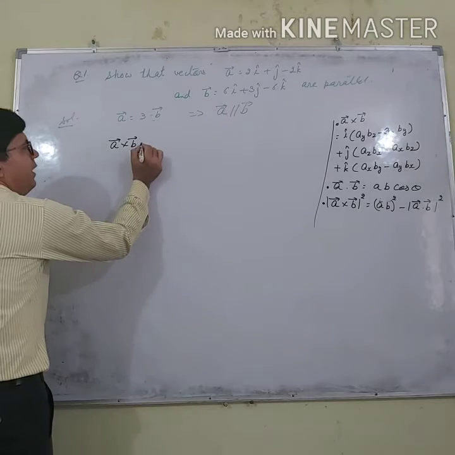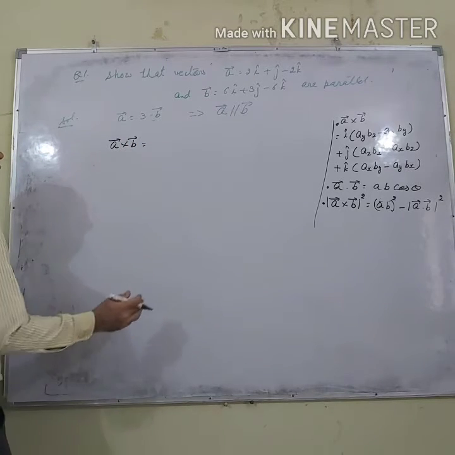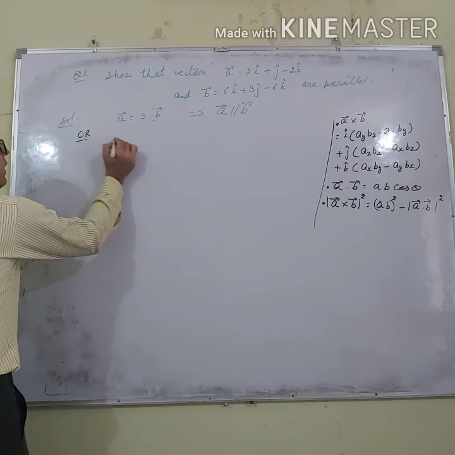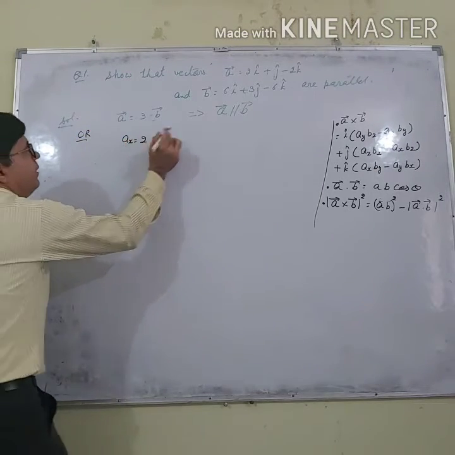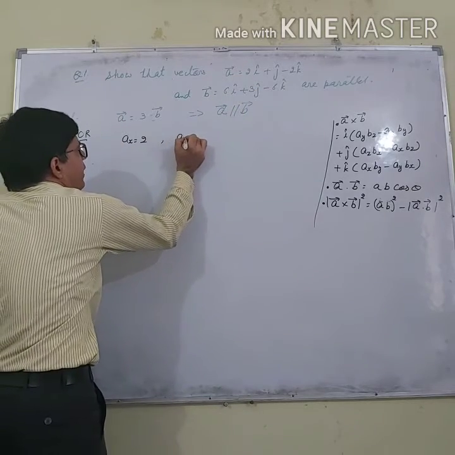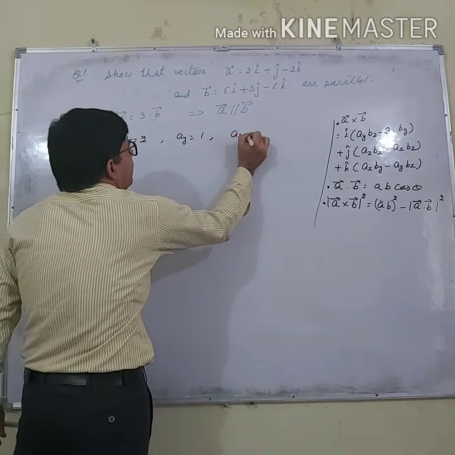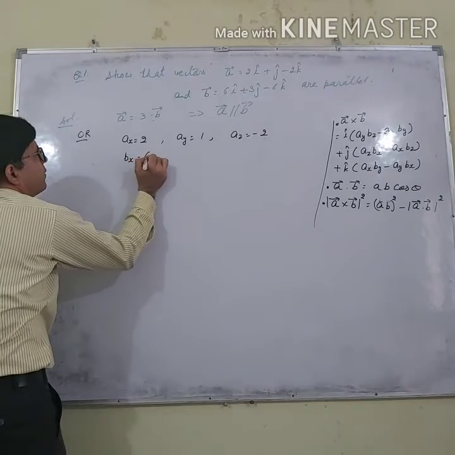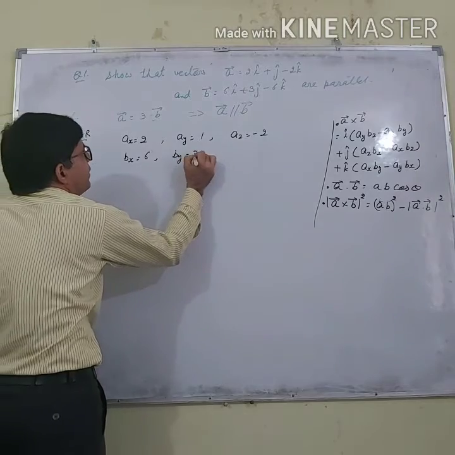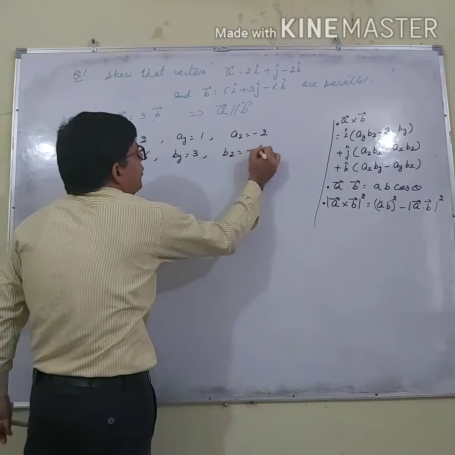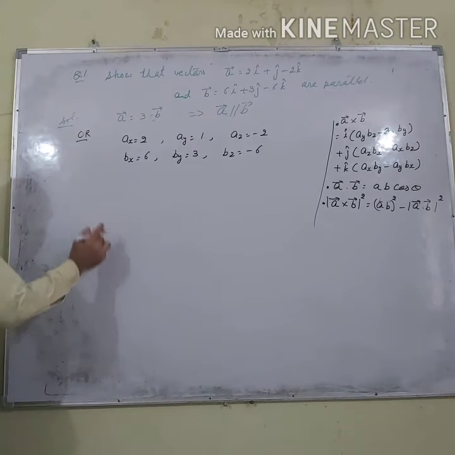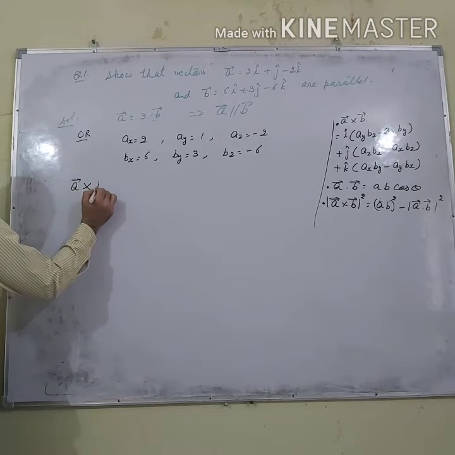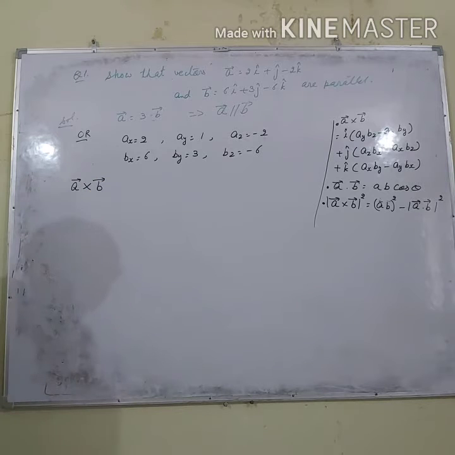Now if I ask how can I find A cross B? In the second method, here AX is 2, AY is 1, and AZ is minus 2, and BX is 6, BY is 3, and BZ is minus 6. Now what is A cross B?